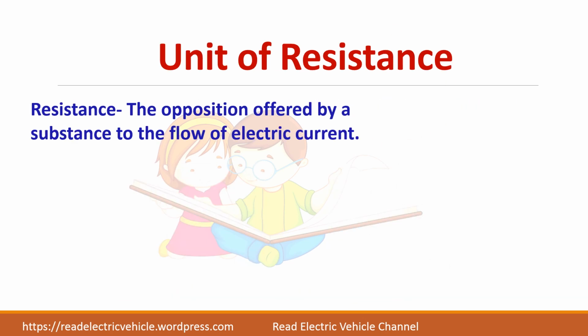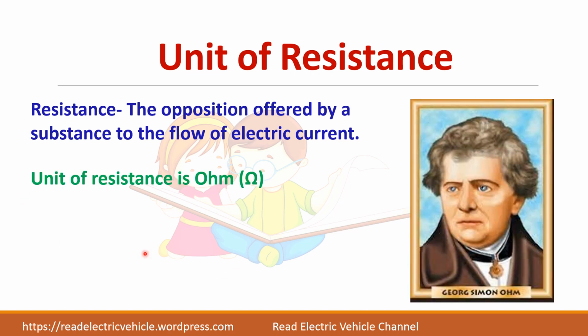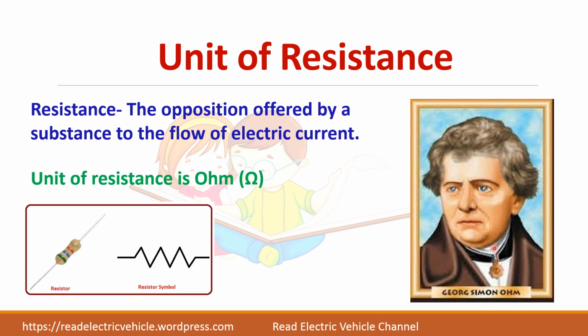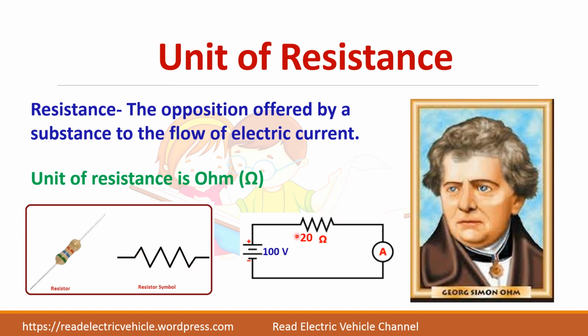Next we will see the unit of resistance. So the unit of resistance is ohm. It is named after the scientist George Simon Ohm, who discovered Ohm's law. And this is the symbol of the resistor, which we will use for drawing the circuits, and this is the resistor which we normally use for small mini projects. This is a half watt resistor. Half watt, quarter watt will be like this, small resistors.